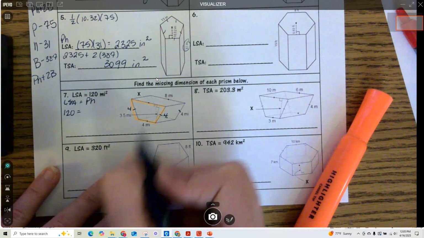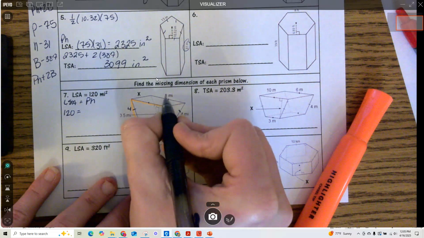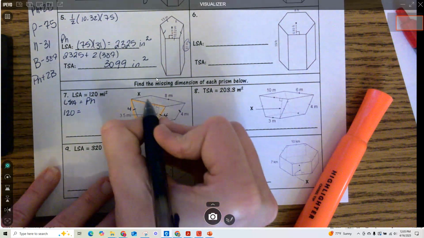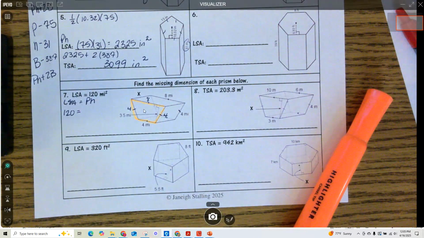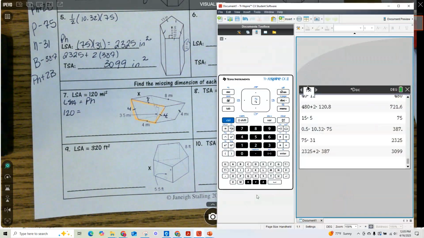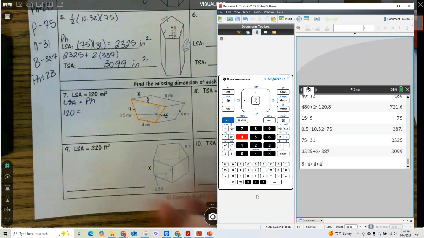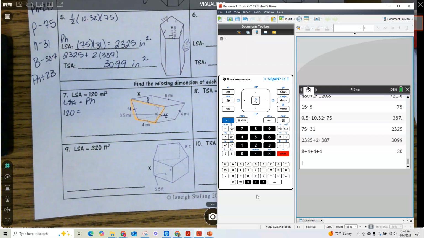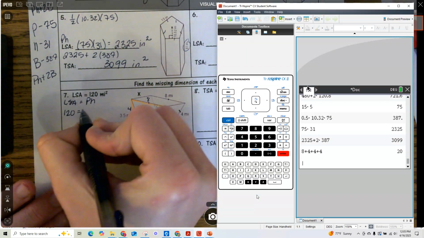And then this one and this one are going to be the same. Those are both going to be 8. So they're not going to label every piece for you. They're going to use symbols to indicate which ones measure the same. So add all 4 sides. That's my perimeter.